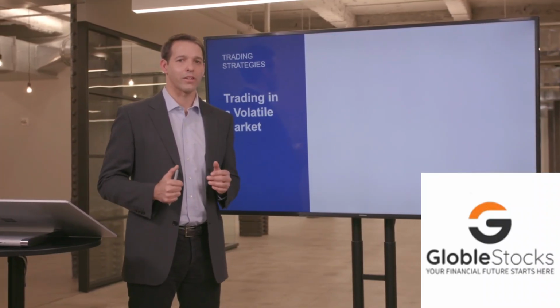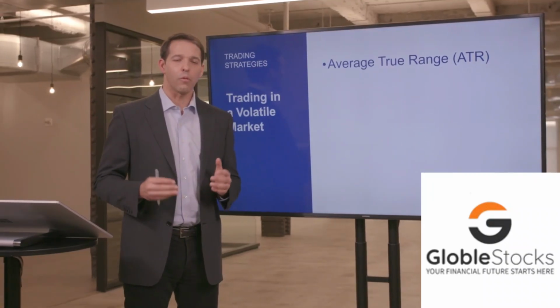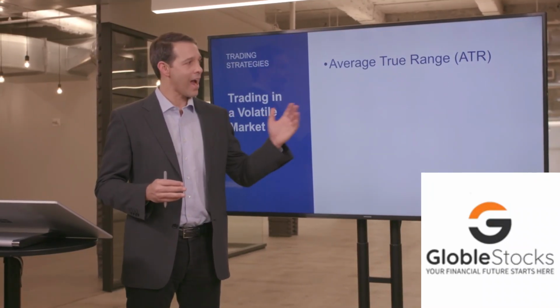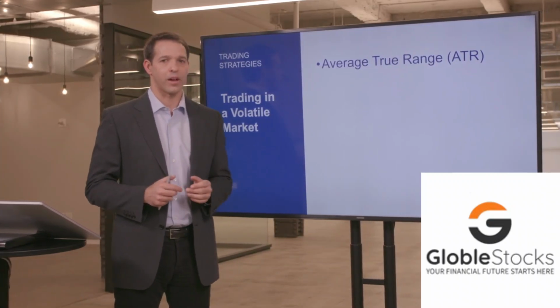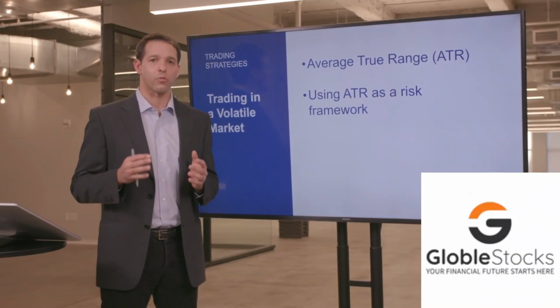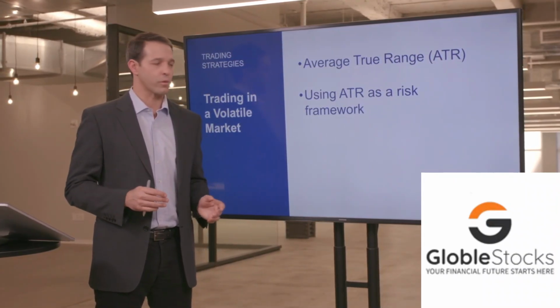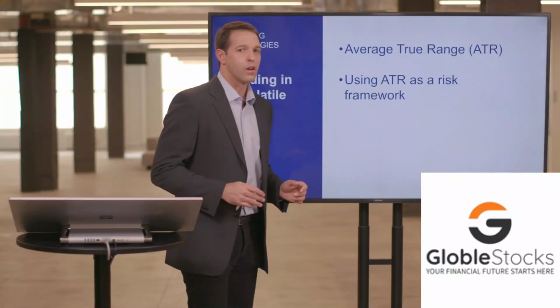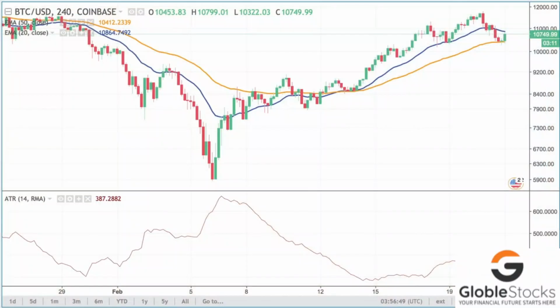Now, the indicator I like to use is called the average true range, or ATR. And what this is basically is just an average of how much the price has moved over a specified period of time. If you think about ATR, you can use it as a risk framework for where to set your buy orders and your sell orders and also your buy stops. So let's take a look at a chart right now and show you how this works.